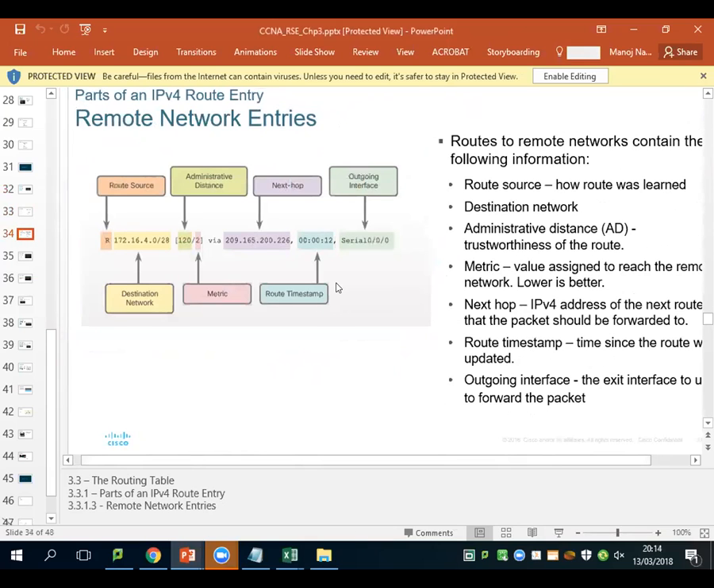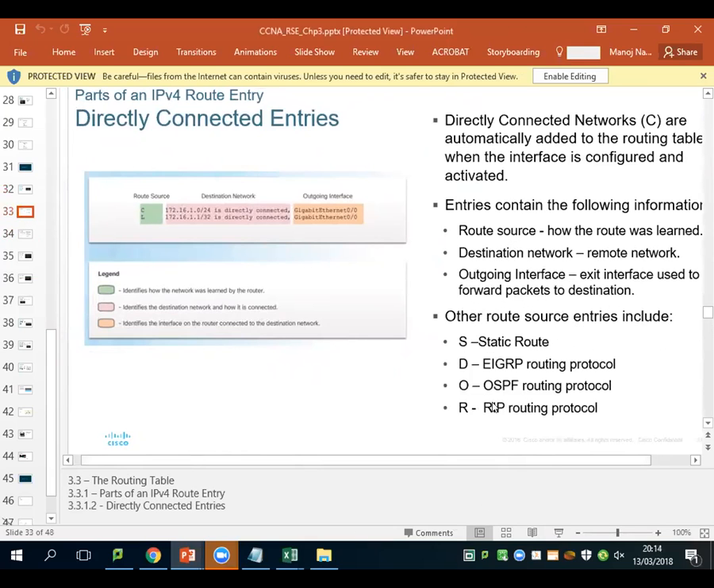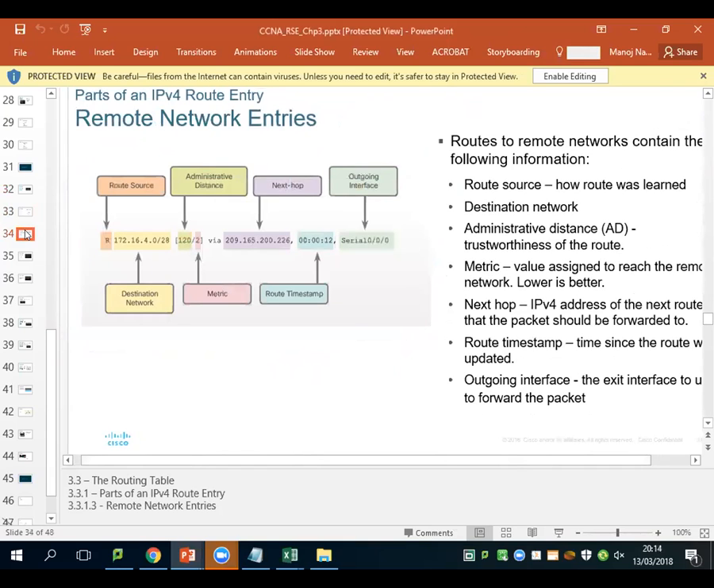Now, remote network entries, as you saw earlier on, are RIP, for example. We'll give you a remote network entry. So there's your route source, through RIP. Destination network. I mentioned admin distance last week. What does that mean, folks? Admin distance, what's another word for it? Trustworthiness.